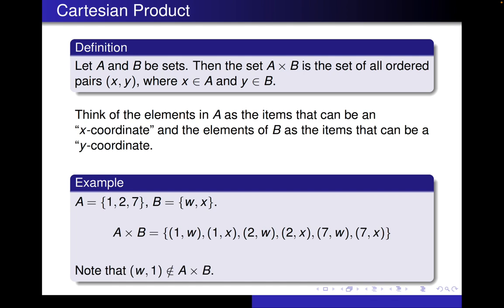And when I say ordered pairs, the order really does matter. If I switch the order, that could ruin the possibility of being in the set. So for instance, 1 is in A and W is in B, so 1W is going to be in A cross B. But if we switch the order and make W the X coordinate and 1 the Y coordinate, that's not going to be in A cross B. It'll be in B cross A. It's not that it's not in anything, it just can't be in A cross B.